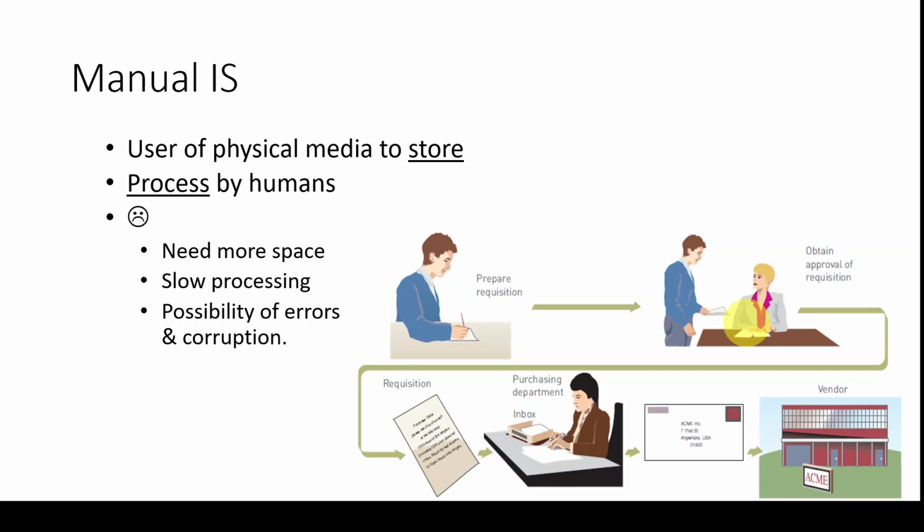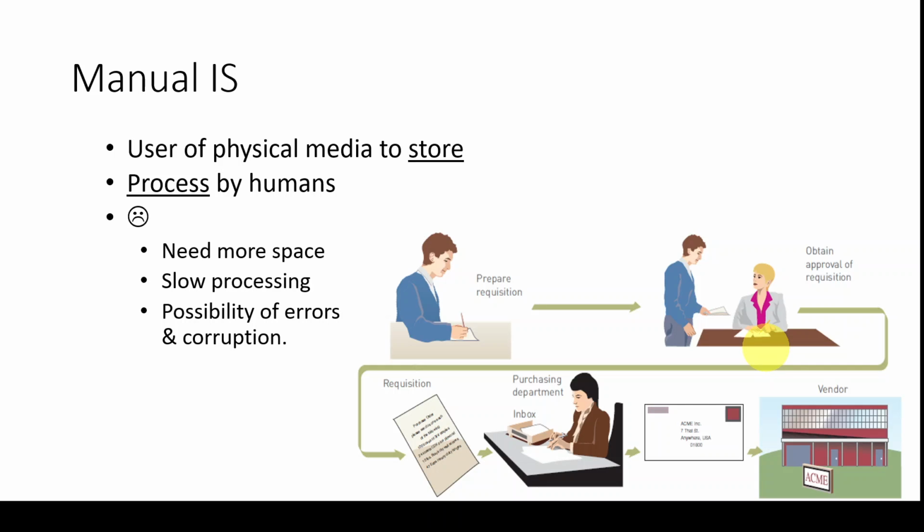So there are so many disadvantages. Obviously, we need physical space for keeping the files, folders, etc. And it's slow to process because humans, of course, we are intelligent, but we are not very efficient in processing arithmetic or logic, especially in arithmetic operations. We can do it, but it takes time. And also, there's a possibility of errors as well as intentional frauds happening, corruption. So all those are possible in manual information systems.